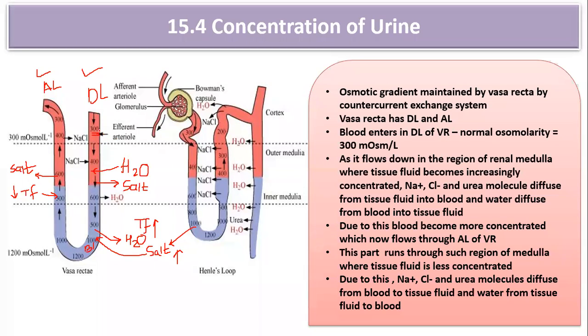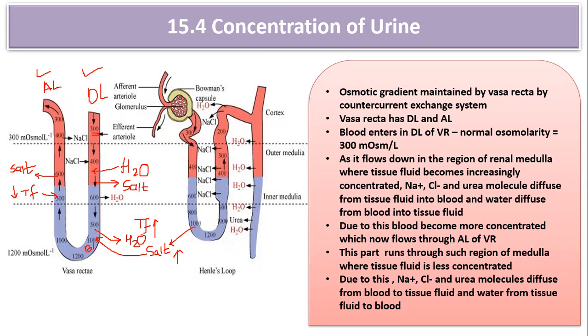So as it flows down in the region of the renal medulla, the tissue fluid is increasingly concentrated. Now here the tissue fluid is more concentrated in the deeper part. Now what happens over here? The salt, like sodium, chlorine, and urea, is going to diffuse from the tissue fluid into the blood. So this is a blood. So this is how that salt is going to move. All right, yes or no? Due to this, blood becomes more concentrated, which now flows through the ascending limb of the vasa recta.